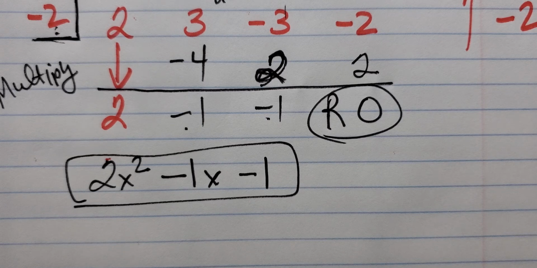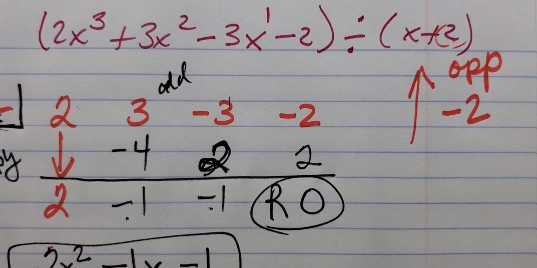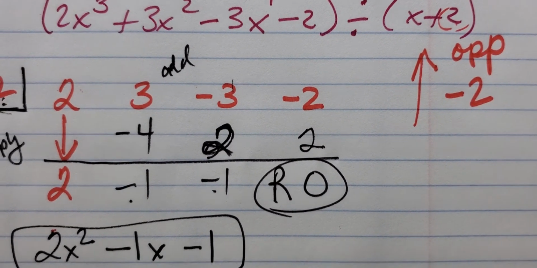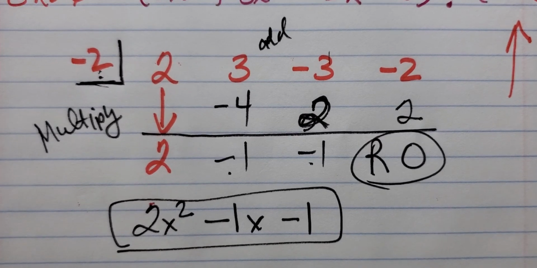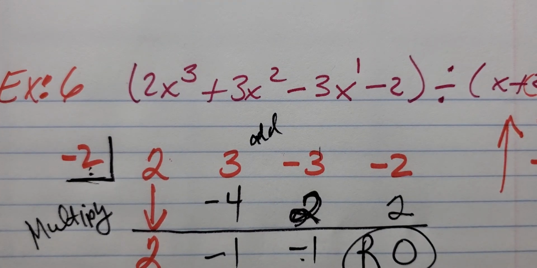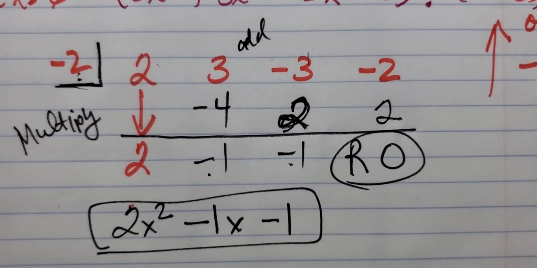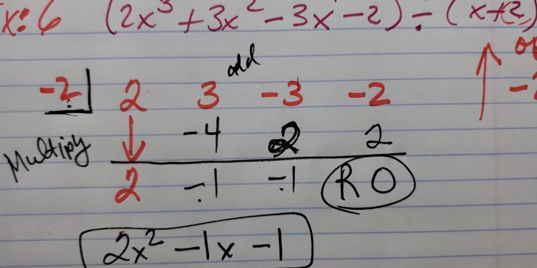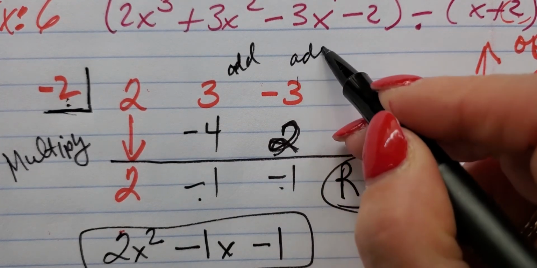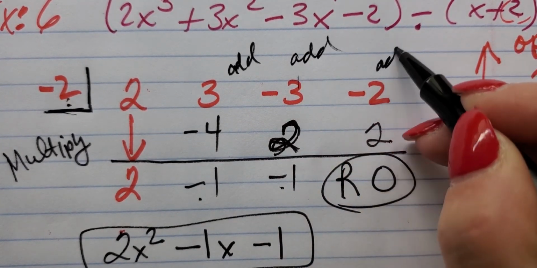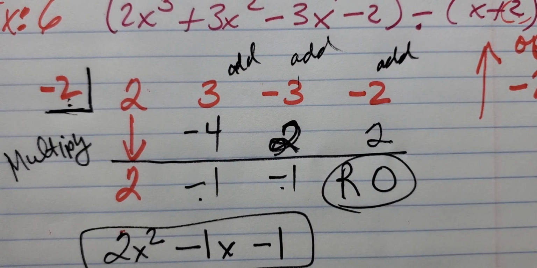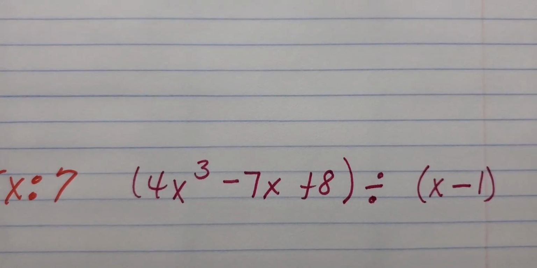Okay, we're almost done. We got one more example. So there we go. The opposite of positive 2 was negative 2. It goes in the box. There are the coefficients. Bring down the first number, multiply and add, multiply and add, and multiply and add. Okay, last example, example 7.